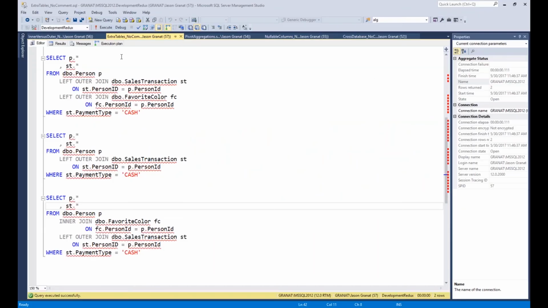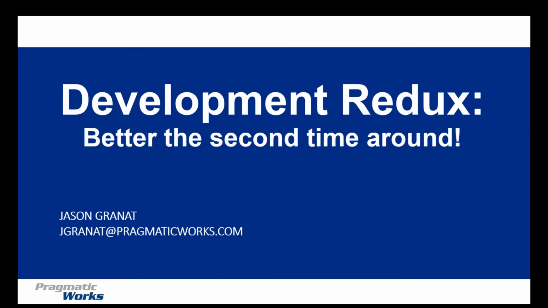Oh, that was the wrong button. Let's see, extraneous tables. We're on this guy. Sorry, I've got to restart my slideshow. I accidentally stopped it. Oh, come on, seriously.